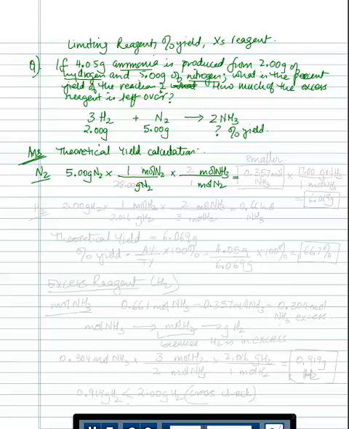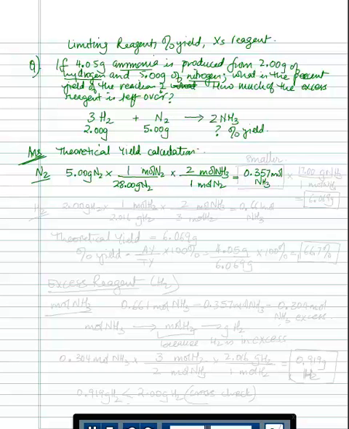So in 1 mole of nitrogen, I have 28.00 grams of nitrogen. My mole ratio is coming from the balanced equation, and 1 mole of nitrogen gives me 2 moles of ammonia. And after doing this calculation, 5 divided by 28 times 2 will give me 0.357, okay, moles of ammonia. Okay, that's what I'm forming over here.